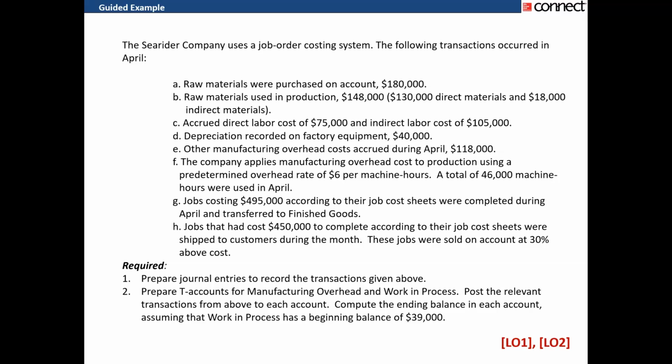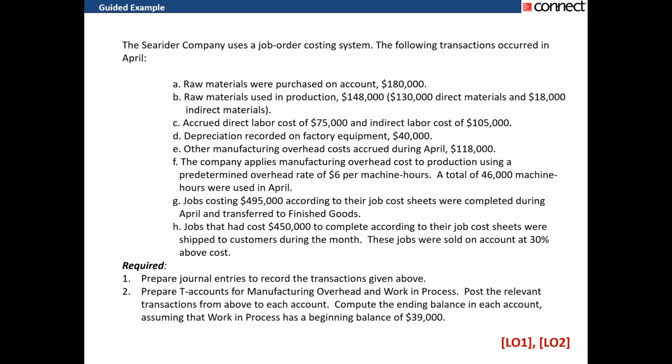C is accrued direct labor cost and indirect labor cost. You separate out direct costs and indirect costs because they go into different accounts that you'll see. Depreciation, then other manufacturing overhead costs. Both of those are going to go into different accounts. Then it says that the company applies manufacturing overhead costs to production using a predetermined overhead rate of $6 per machine hour. So in this example, we do not have to calculate the predetermined overhead rate. It's given to us. It's $6. So for every machine hour used, $6 will be charged to manufacturing overhead.